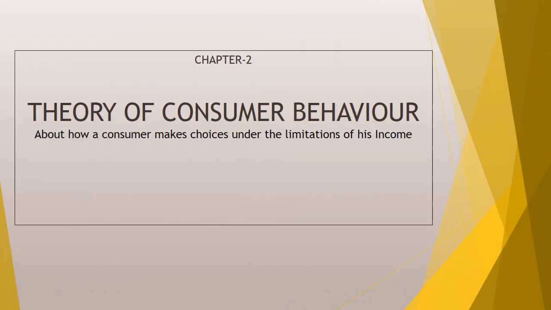Coming to chapter 2, the theory of consumer behavior. In this chapter, we will study the behavior of an individual consumer. The consumer has to decide how to spend his income on different goods. Economists call this the problem of choice. Most naturally, any consumer will want to get a combination of goods that gives him maximum satisfaction.